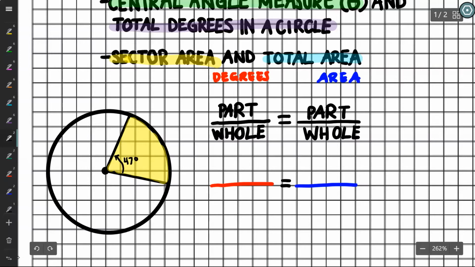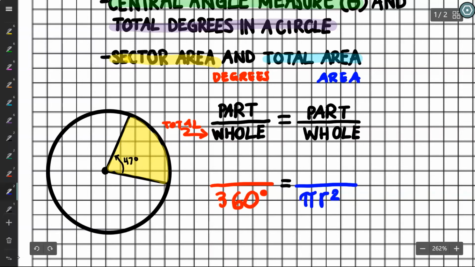So our whole, or our entire portion, always goes at the bottom of these fractions. So in degrees, this is going to be our total degrees, which we know is 360. But for our area, it's going to be the area of the whole circle. So to find the area of a whole circle, we always set up pi r squared.